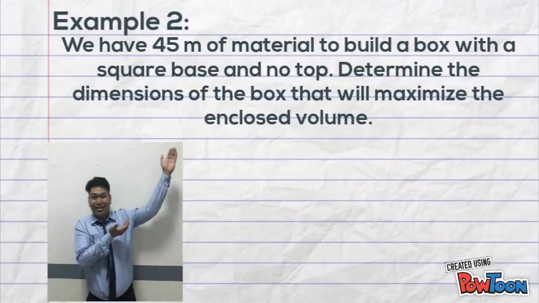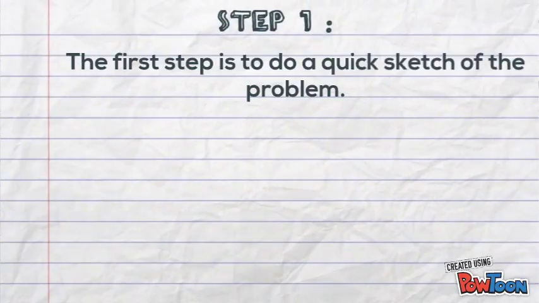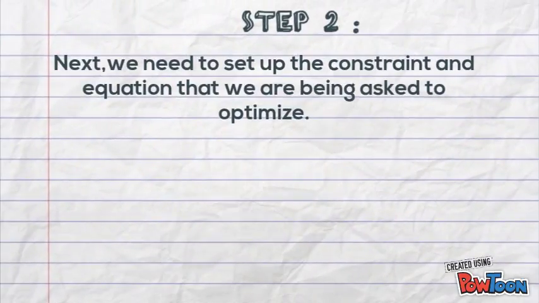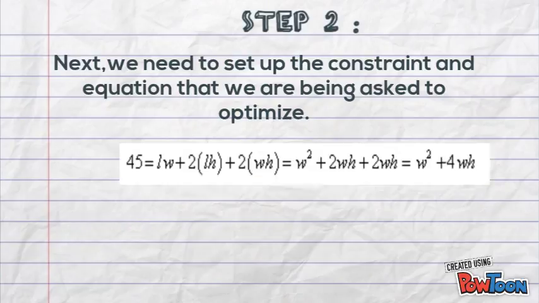We have 45 meters of material to build a box with a square base and no top. Determine the dimensions of the box that will maximize the enclosed volume. The first step is to do a quick sketch of the problem. Next, we need to set up the constraint and the equation that we are being asked to optimize.